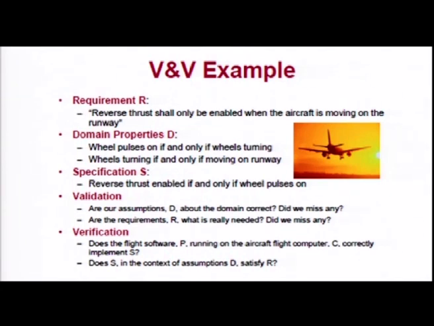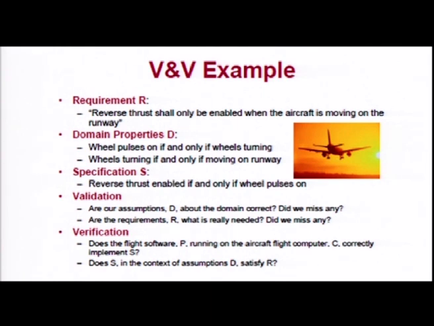Requirement: reverse thrust shall only be enabled when the aircraft is moving on the runway. When it is not on the runway, this is not necessary, but then it is still there in the aircraft. That mechanism is still there. Just because it is not on the runway, it does not mean it is not there, because eventually it will be on the runway. Somewhere it will be there on the runway.